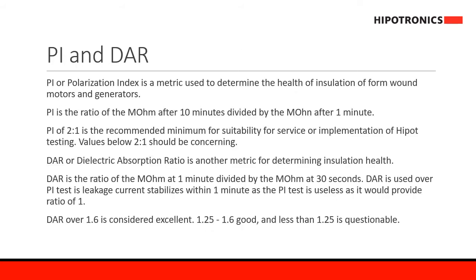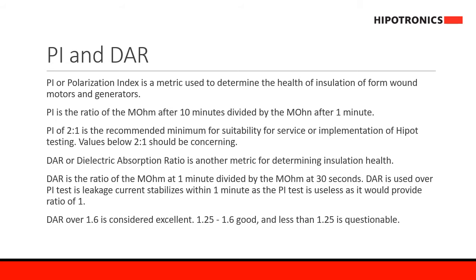Moving to the PI and DAR test. The PI, or polarization index, is a metric used to determine the health of insulation of motors and generators. PI is the ratio of the megaohms after 10 minutes divided by the megaohms after 1 minute. A ratio of 2:1 is the minimum recommended for suitability for Hipot testing. Any values below 2:1 should be concerning.